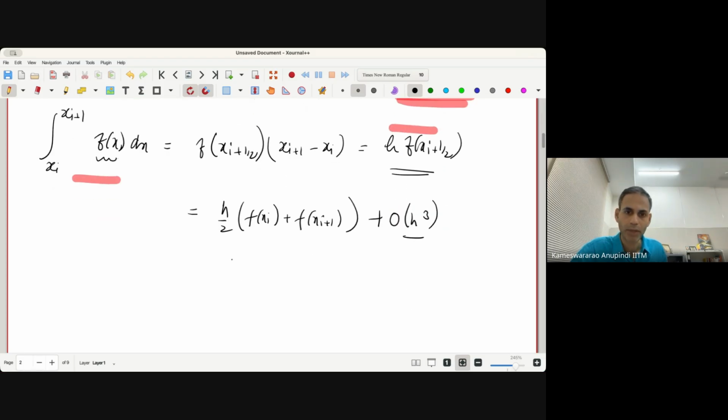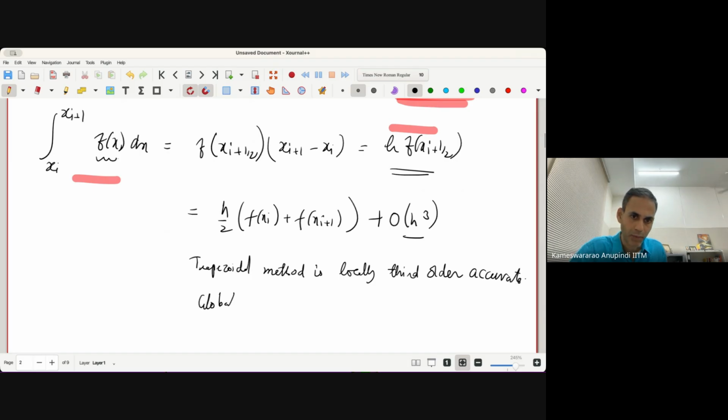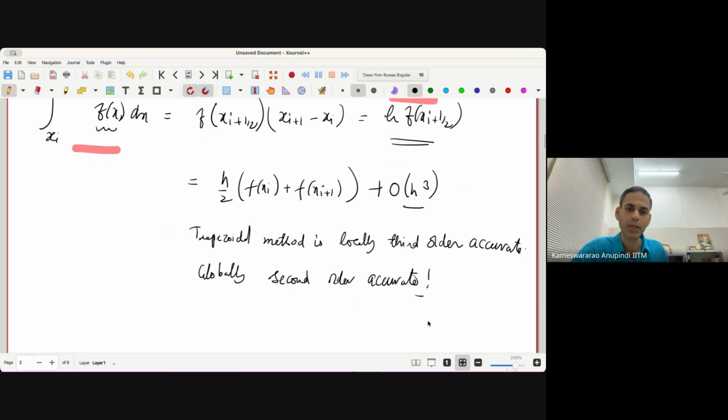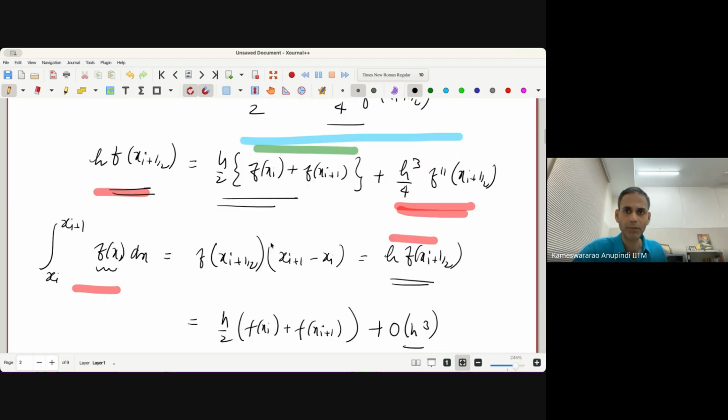Okay, so what we have here is that the trapezoidal method is locally third order accurate and globally second order accurate. So that is about the order of accuracy for the trapezoidal method.